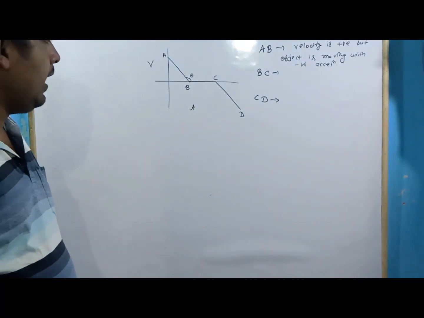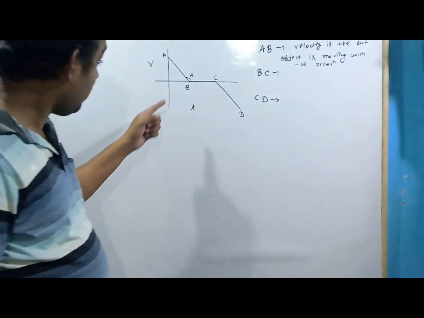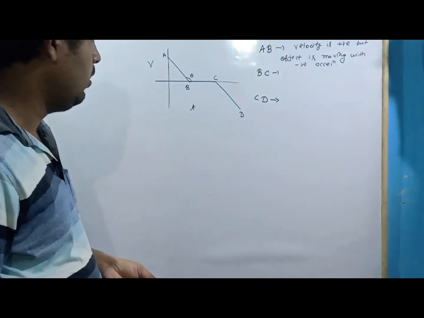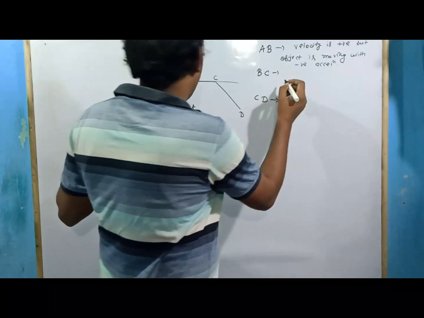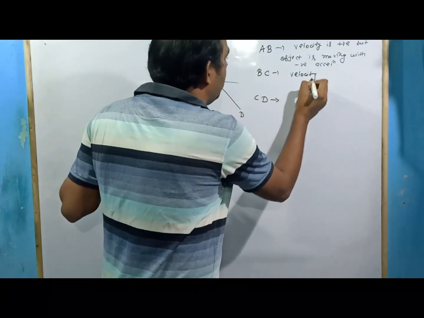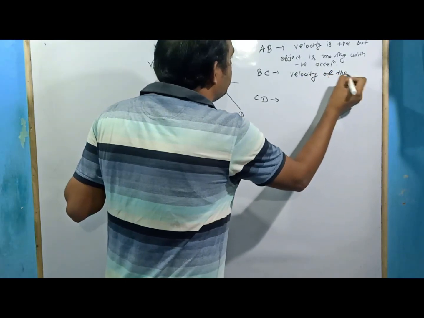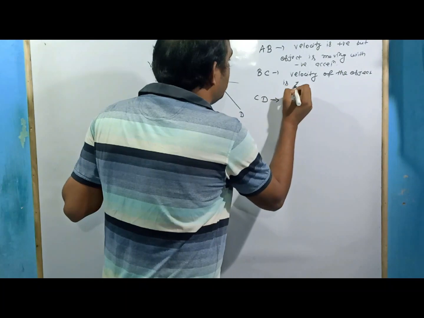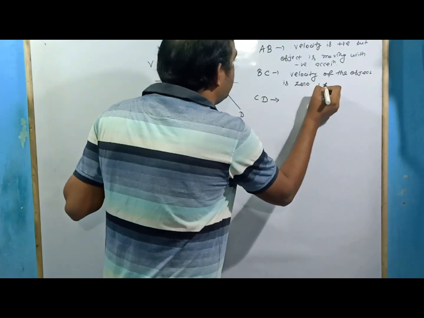for B to C, I can see what the magnitude of acceleration is over here. Here we can say that the velocity of the object is 0.